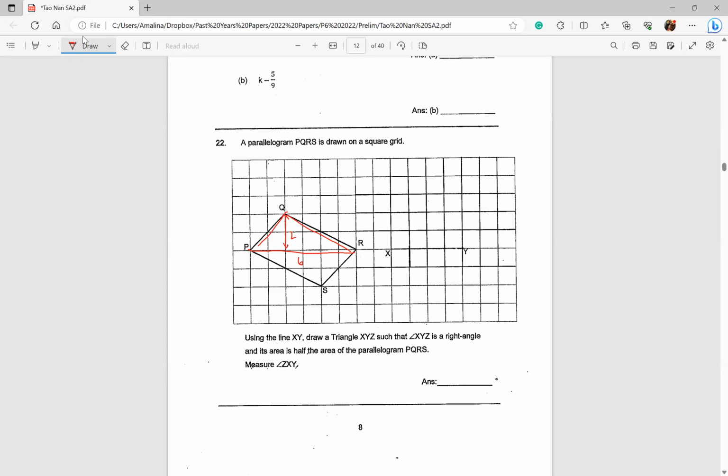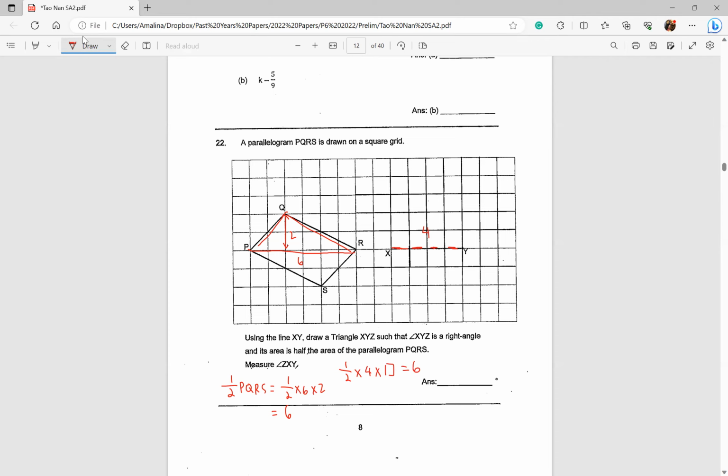So half of my PQRS is half times 6 times 2, which gives me 6. It means that I know my triangle XYZ must also give me a 6. If I look at this line, my XY, there are already 4 parts over here. This is half times 4. So I must take half times 4 times something, and I must also get a 6.